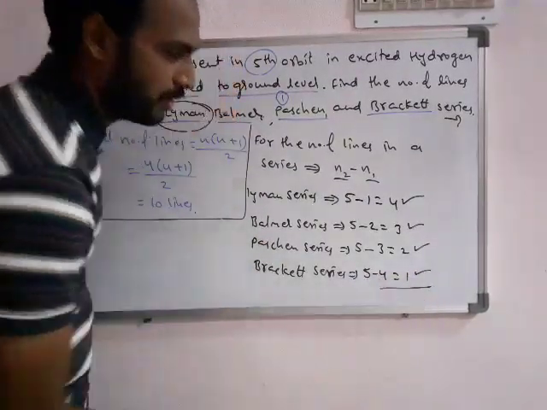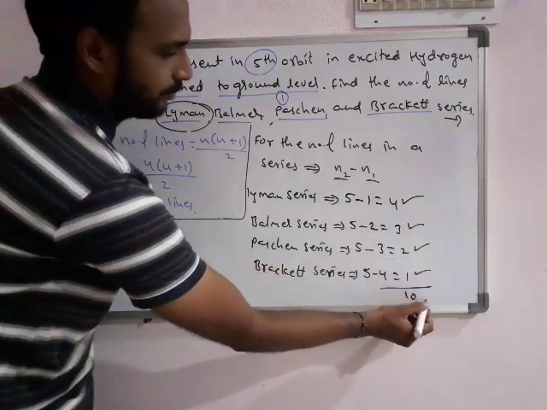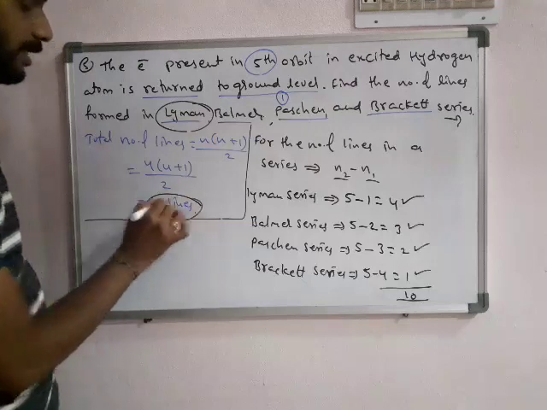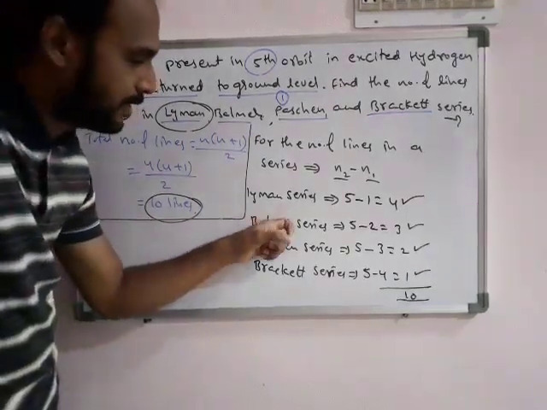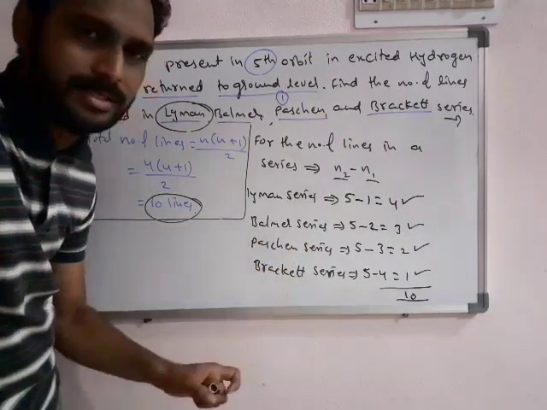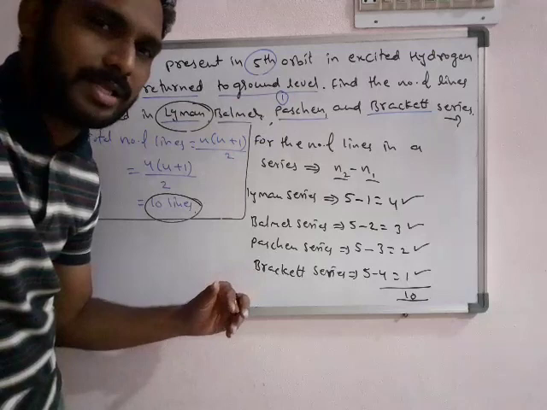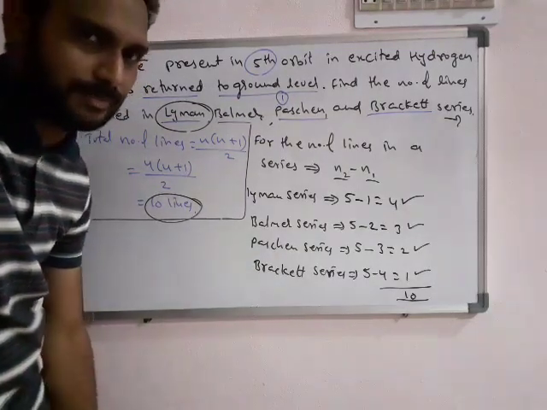So what is the total number of lines here? 4, 3, 7, 8, 9, 10. So the total number of lines is 10. In this total number of lines, 4 are formed in Lyman, 3 in Balmer, 2 in Paschen, 1 formed in Brackett series. So these are the 3 different formulas based on the spectral lines and the number of spectral lines.